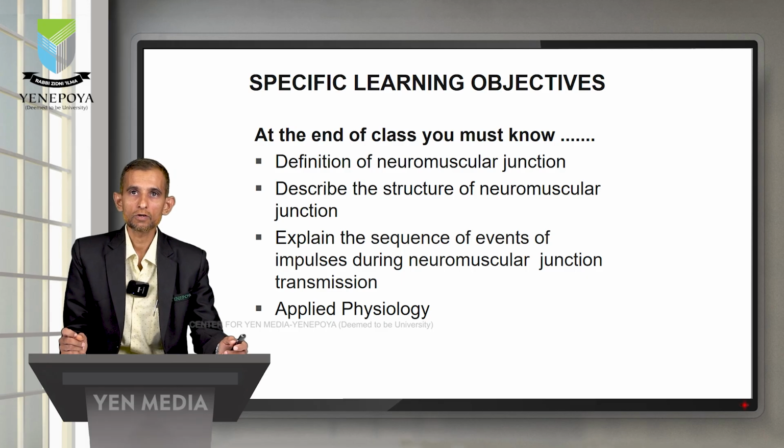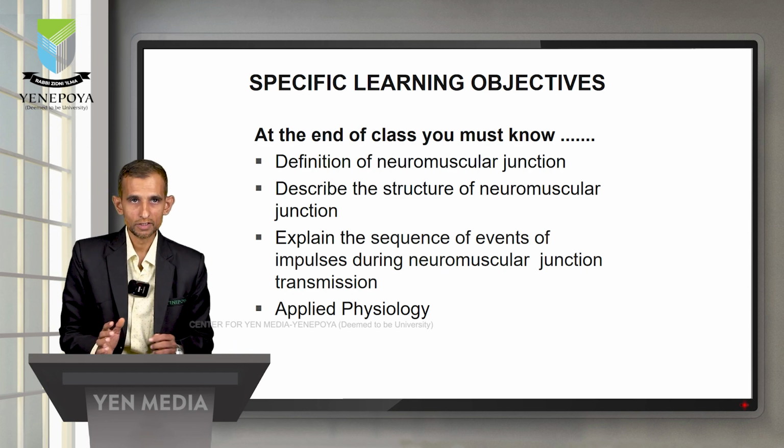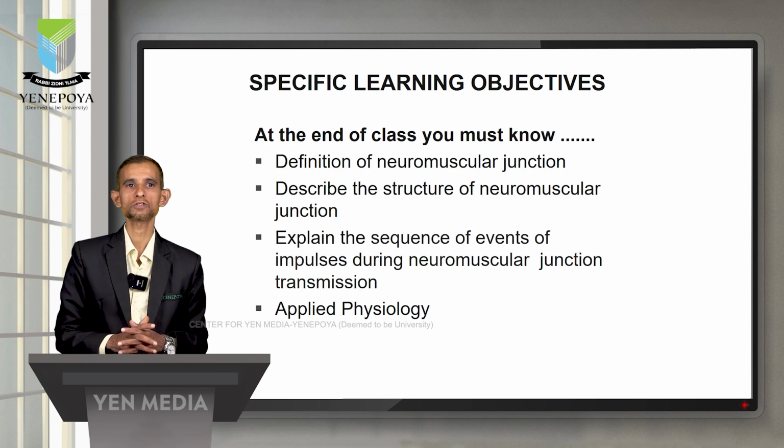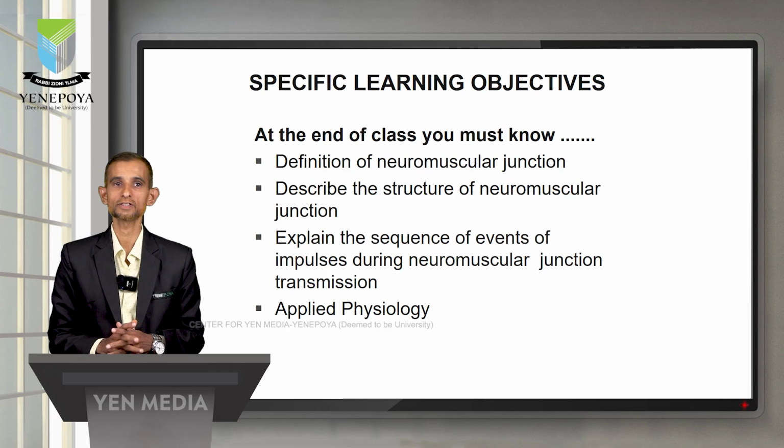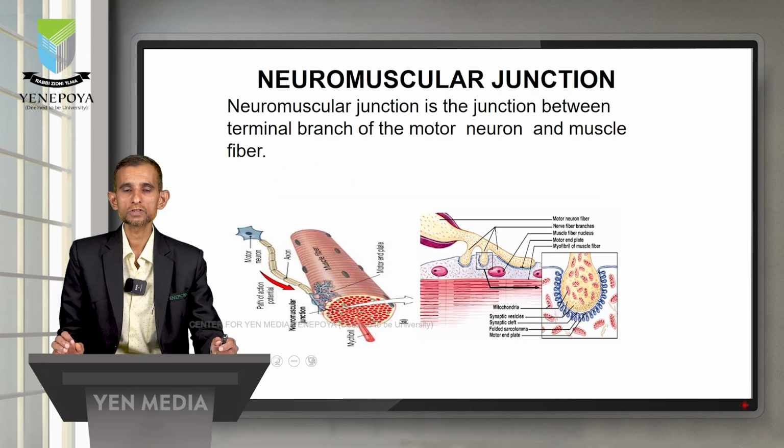So here are the specific learning objectives. At the end of the class, you must know the definition and structure of the neuromuscular junction, the transmission across the neuromuscular junction, and applied physiology. So first, the definition.